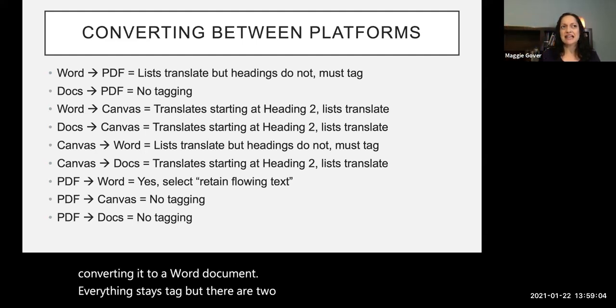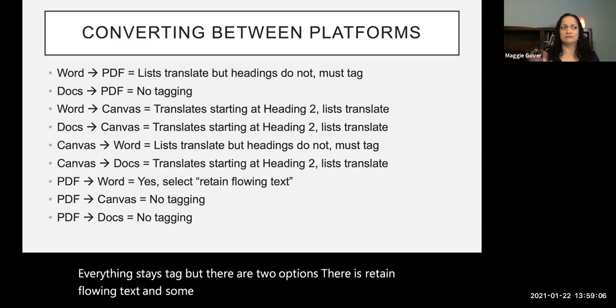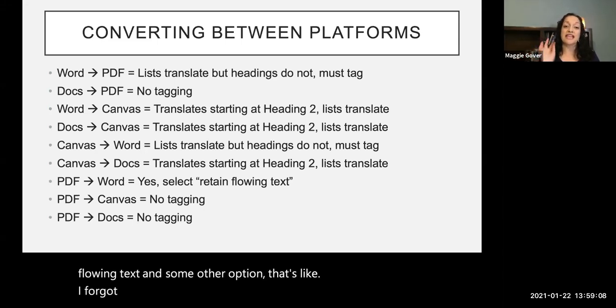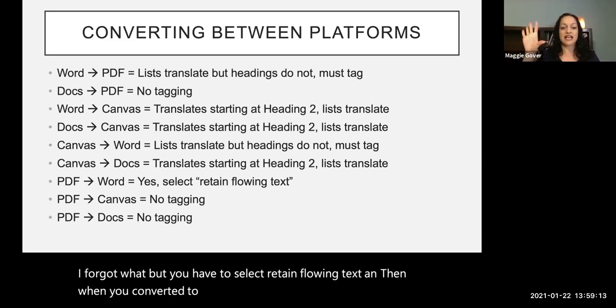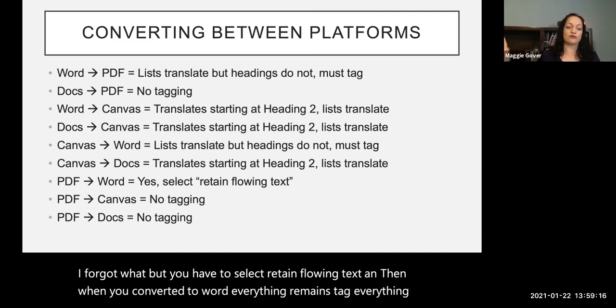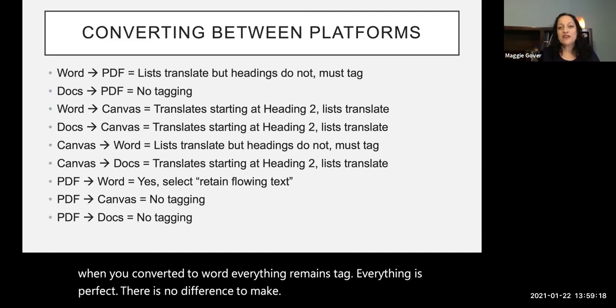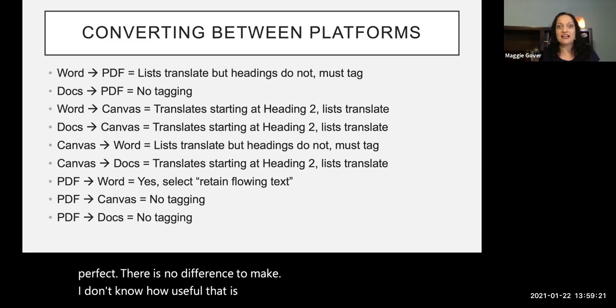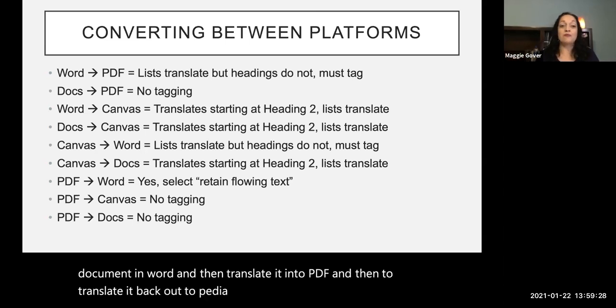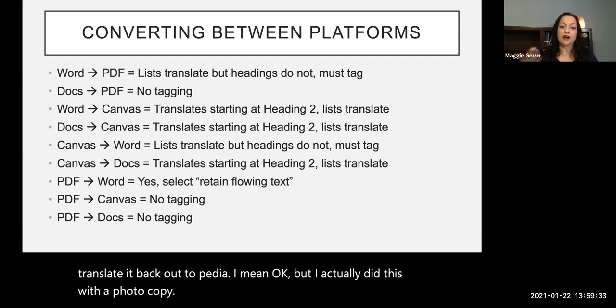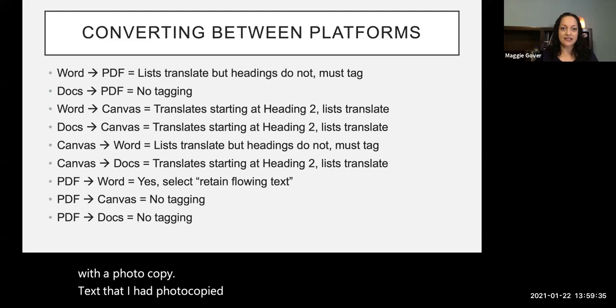There's retain flowing text and some other option that I forget. But you have to select retain flowing text. And then when you convert it to Word, everything remains tagged. Everything is perfect. There is no difference to make. I don't know how useful that is because you usually make the document in Word and then translate it into PDF, not translate it back out from PDF. But I actually did this with a text that I had photocopied, OCR'd, tagged in PDF, and then I translated it into Word.